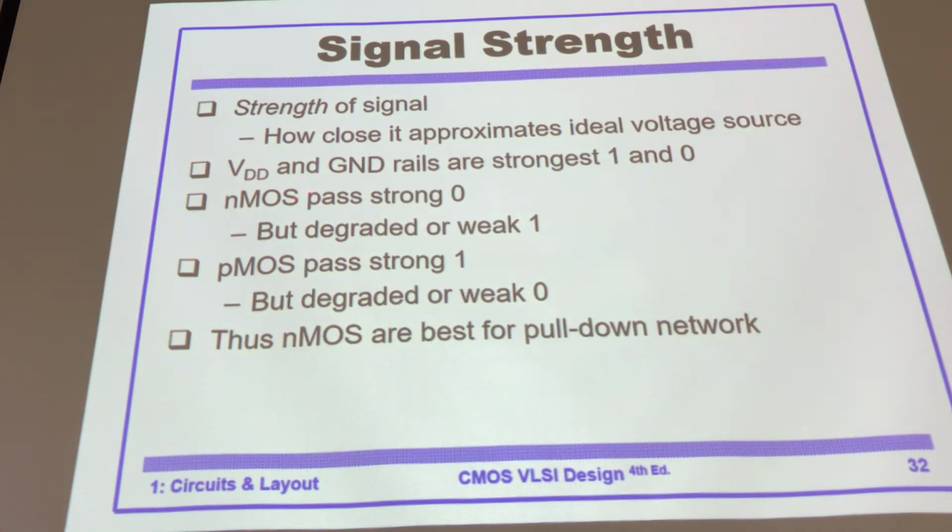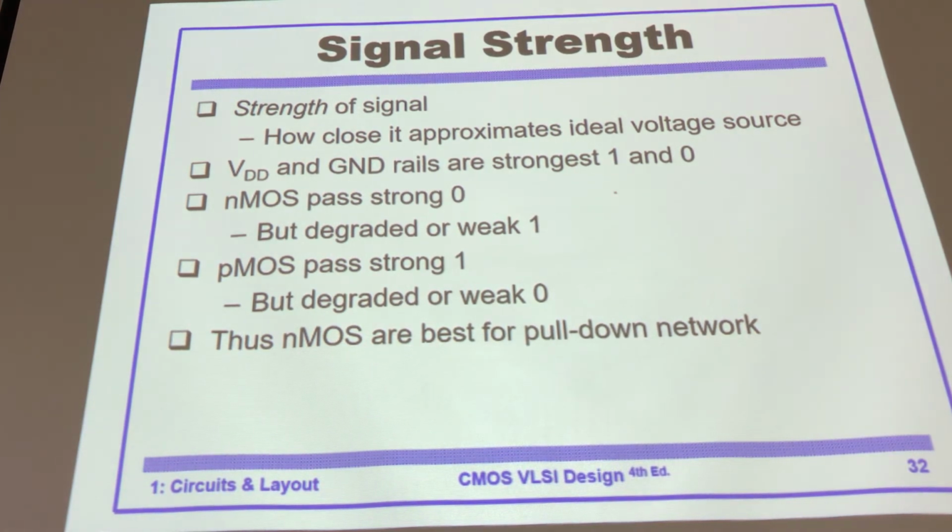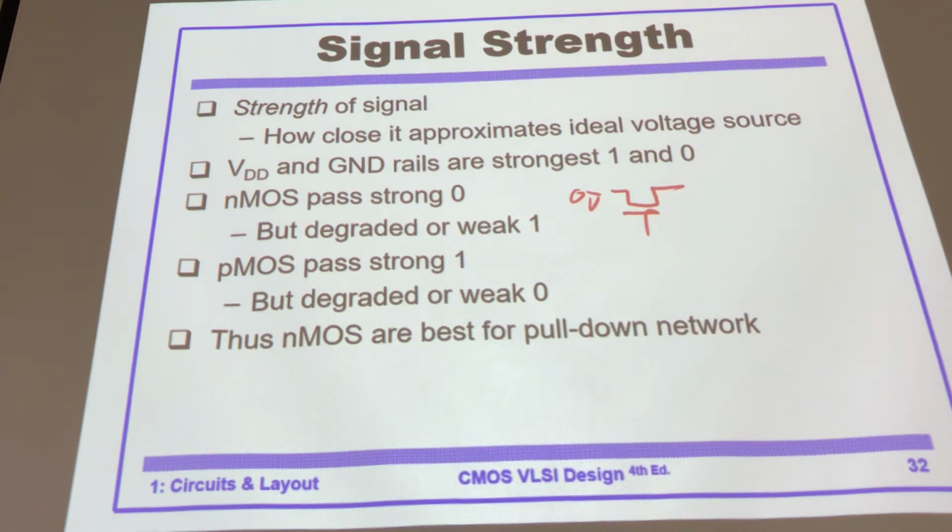And the NMOS transistor has strong 0. An NMOS transistor can pass a strong 0 signal. When this is an NMOS transistor and this is 0 volt, and it's on, you're getting signal 0, right? You're getting 0 volt, and it can pass a strong 0. Not really 0 volt, but it's a strong signal.